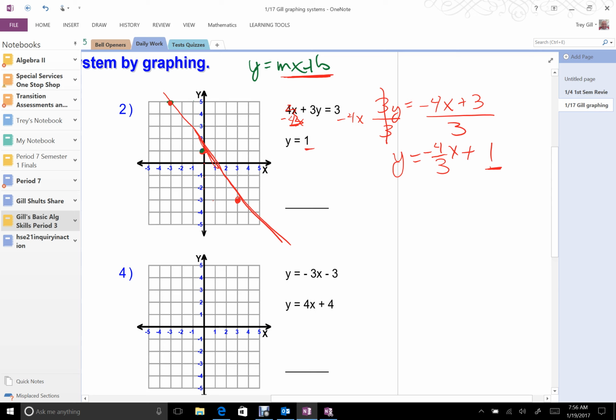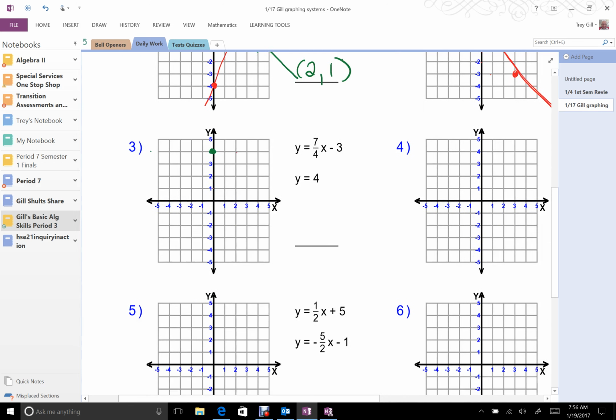And then it doesn't have a slope, so it's going to go straight across. In this case, we looked at where this intercepted. As far as going back and forth on my x, it was at 0, and then I went up 1. Alright, try number 3 on your own real quick.